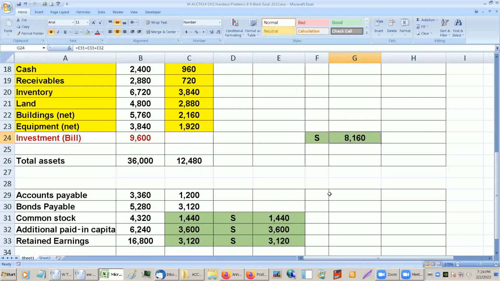All right, so we're taking these off the books because this really doesn't exist anymore. This is going to be the only thing that's going to be left in the equity section because that's the only stock that really is outstanding. Okay.